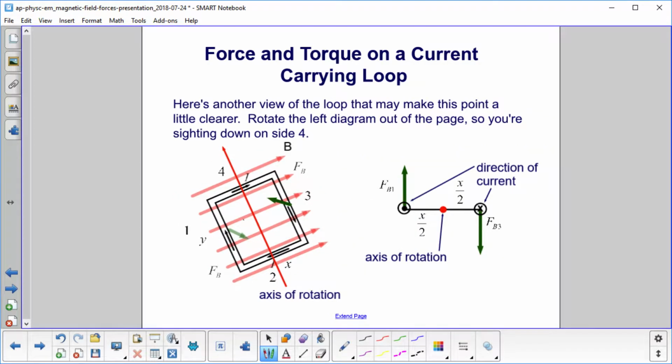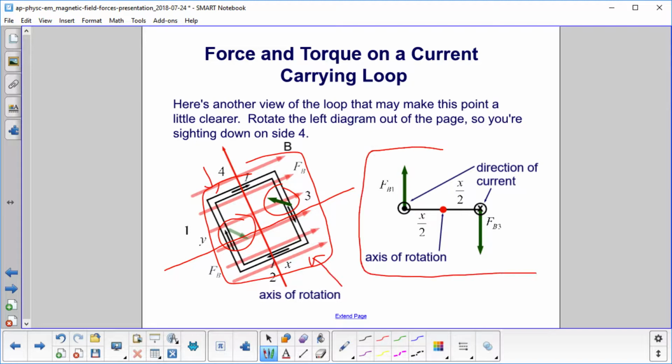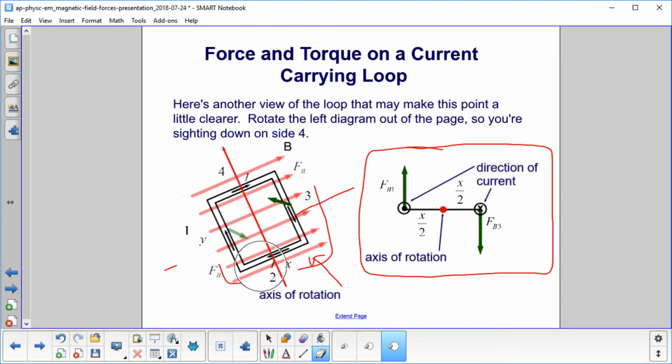Despite my best efforts to make the rotation clear by the dark and the light green arrows, let's do a better way perhaps. We're going to take this whole picture and rotate it out of the page. Flip it along this axis, so this side comes out and this side goes into the page. And that's what we have here. We are now sighting down on side 4. Side 4 is this one up here. So let me just take this out in case you want to compare.